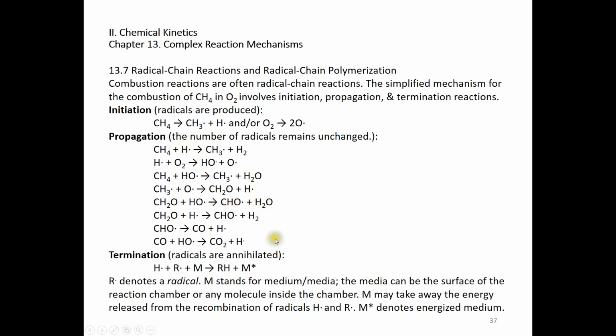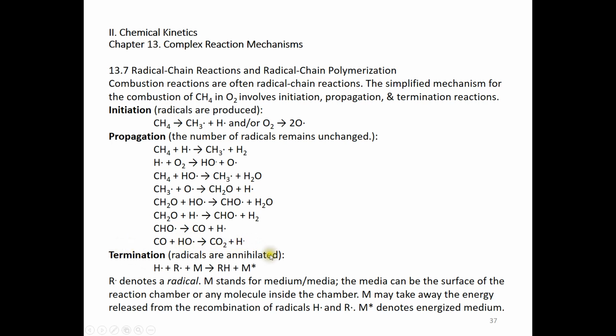So all those propagation elementary steps involve the change of the identity of the radicals, but usually the number of radicals remains unchanged. If you have one radical on the left hand side, you see a radical on the right hand side. It's just that these two radicals are different. You see one radical on the left and then one radical on the right. It's just the identity changes.